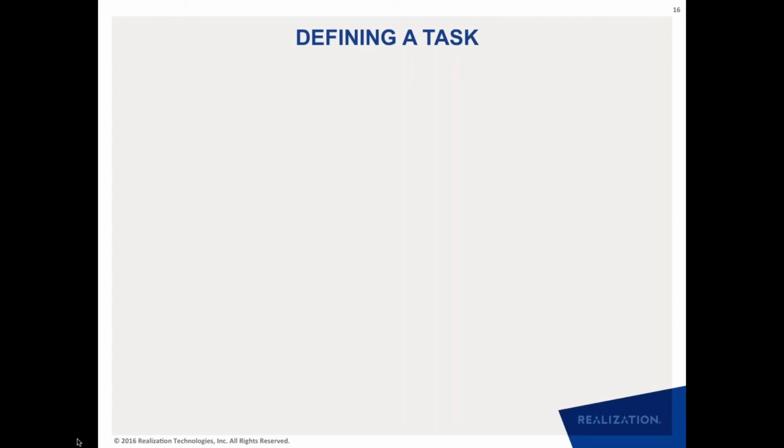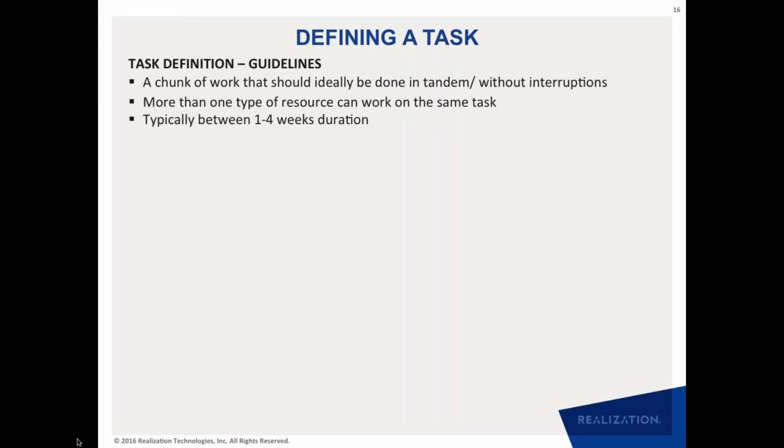Now, the final part of the how, in terms of when we define a task. The trick here is determining what is a task versus what is a subtask. And here are some guidelines and a recommended process for doing that. So guidelines are that a task is a chunk of work that should ideally be done in tandem or without interruptions.